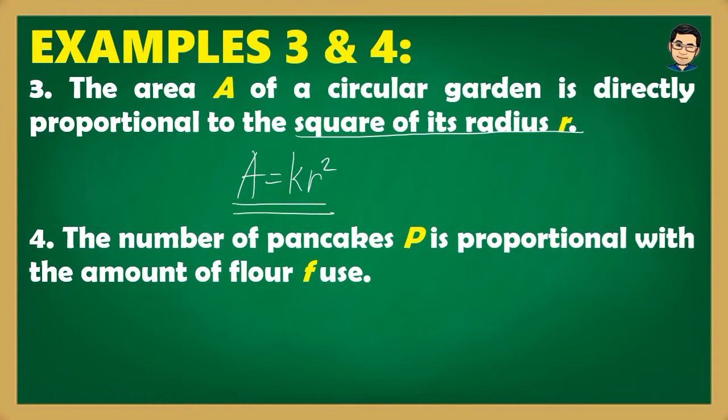Next, the number of pancakes P is proportional with the amount of flour used. So, yung bilang ng mga pancakes na nagagawa, na ibe-bake, is depende dun sa dami ng harina na ginamit. So, to write the equation, that is P is equal to KF. So, madali lang naman po ang pag-translate ng mga statement into equation. Kailangan lang aware tayo dun sa mga keywords, dun sa mga terms.